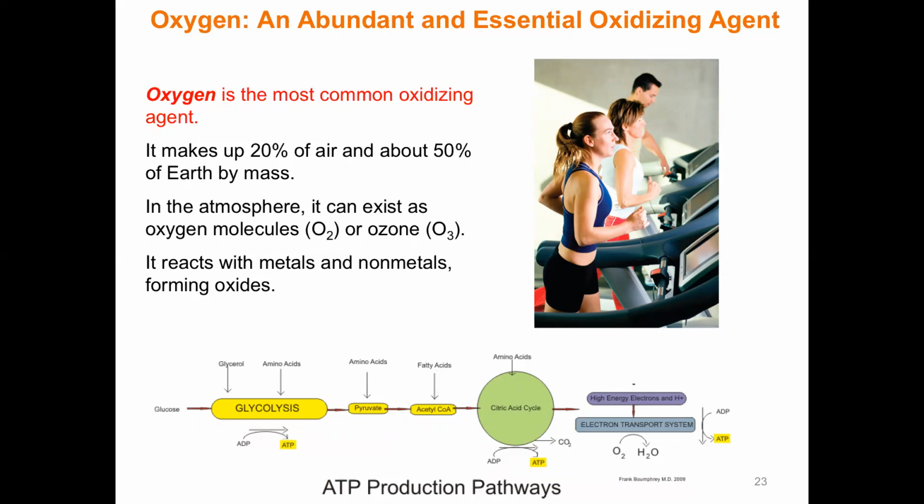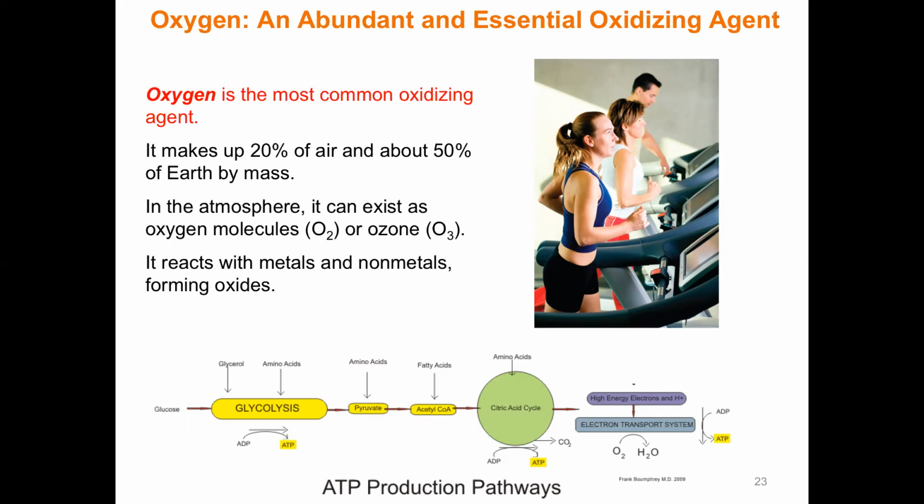All right, so let's start with the oxygen side. We've got oxygen. It's the most common oxidizing agent. 20% of the air and about 50% of the Earth's mass is oxygen. In the atmosphere, it can exist as O2, as you know, but also as ozone, O3. And it reacts with metals and nonmetals, and it forms oxides. Now, in your body, you are going to use that oxygen. You inhale oxygen gas along with all the other gases in the atmosphere. Actually, it's mostly nitrogen, but it's not very reactive, so we don't use it, unless you're under pressure, like a diver.